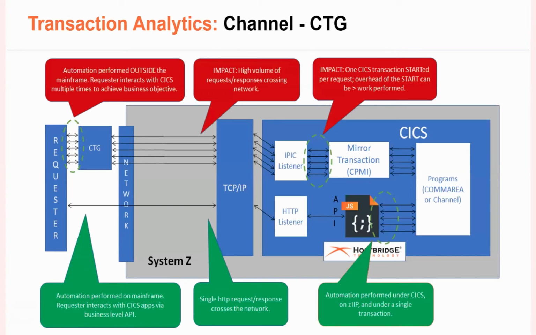There are a lot of use cases in the world where some sort of a program out here uses something like CTG to send in a request. But in order to accomplish the business purpose, they don't just send in one request, they send in dozens of requests back and forth. Of course, what this does is every time a request comes in, a new mirror transaction is started in order to run that program.